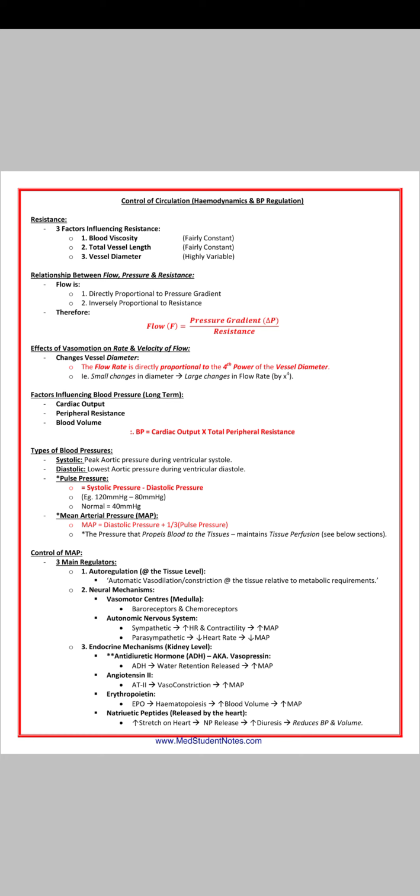So the autoregulation is at tissue level. Next, the vasomotor centers are seen in the medulla. Next, the autonomic nervous system is seen in the medulla oblongata. So this is the neural mechanism. The autoregulation is at tissue level, the neural mechanism is at brain level, and next is the kidney level.